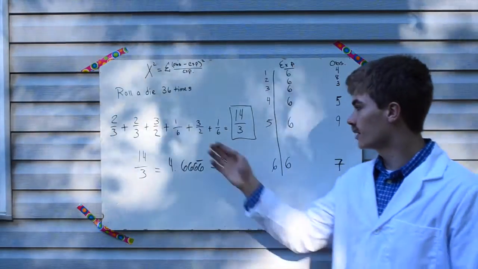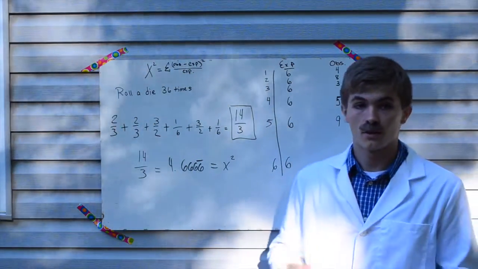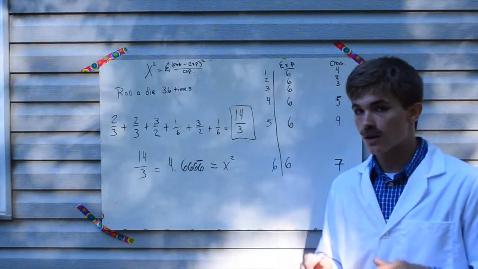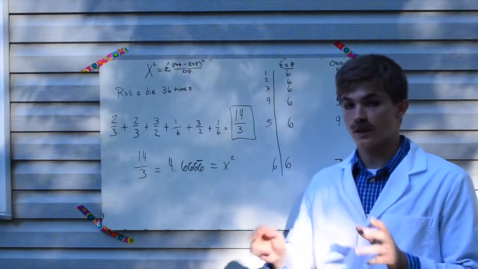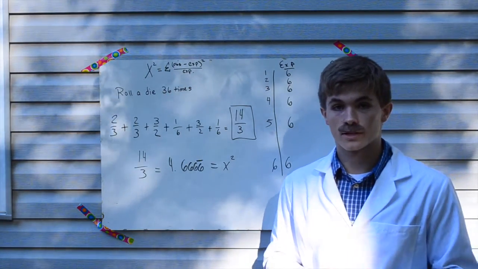Alright, kids, so I've done the math here, and all of our x squareds come out to 14/3, which comes out to 4.666 repeating. Now, we want to make sure we have the decimal value for x squared so that we can compare it to our chart of values, which you'll see here in just a second.